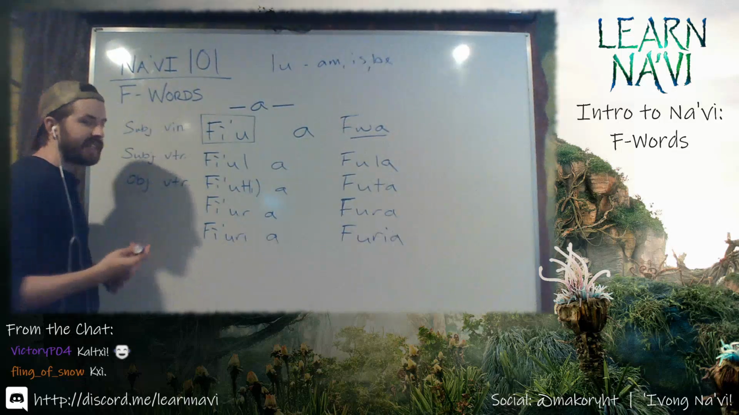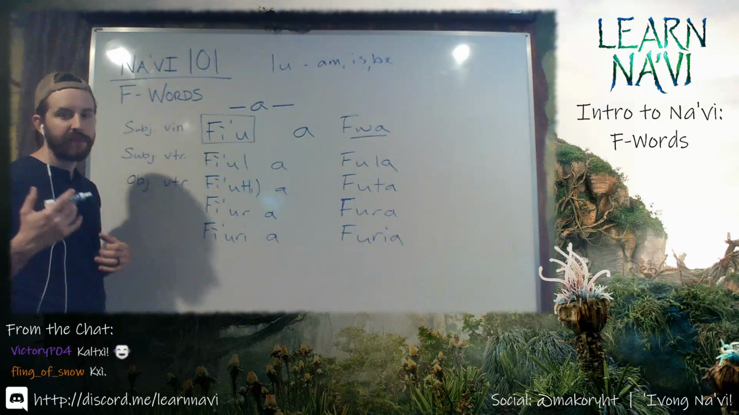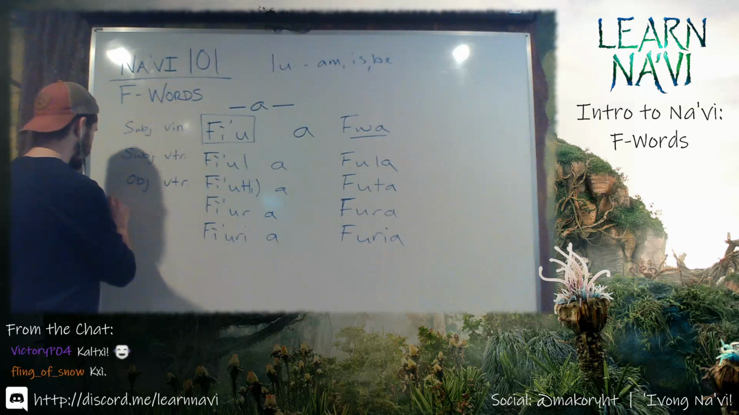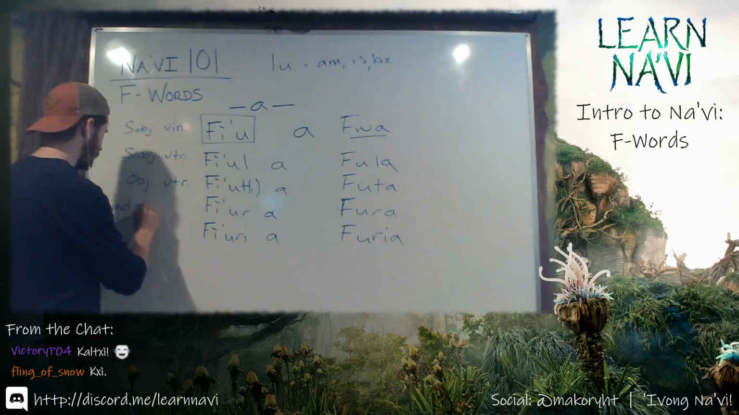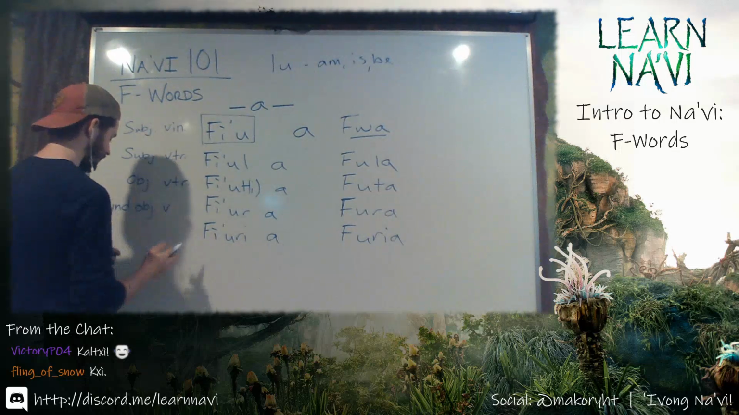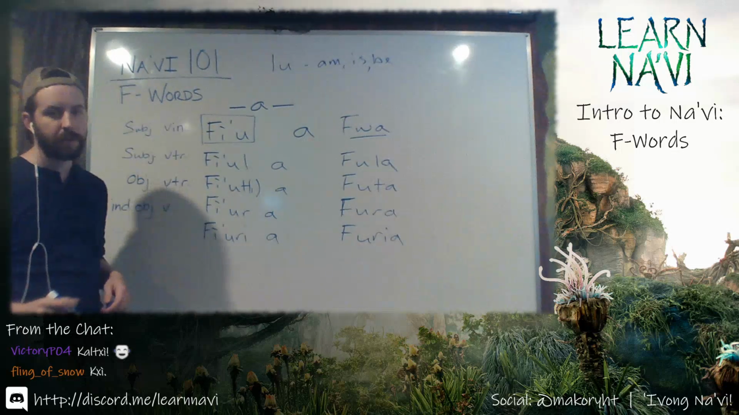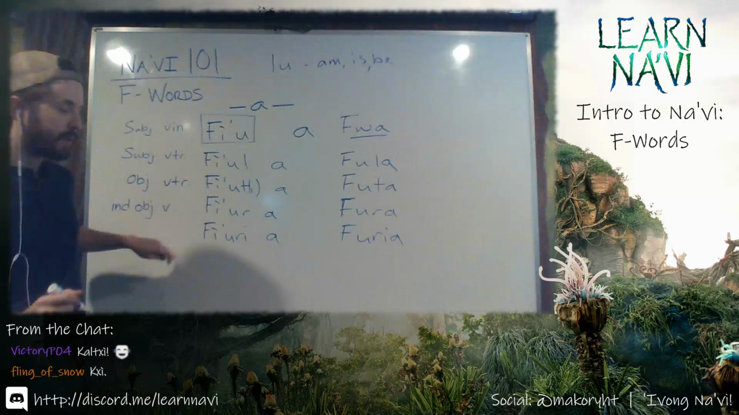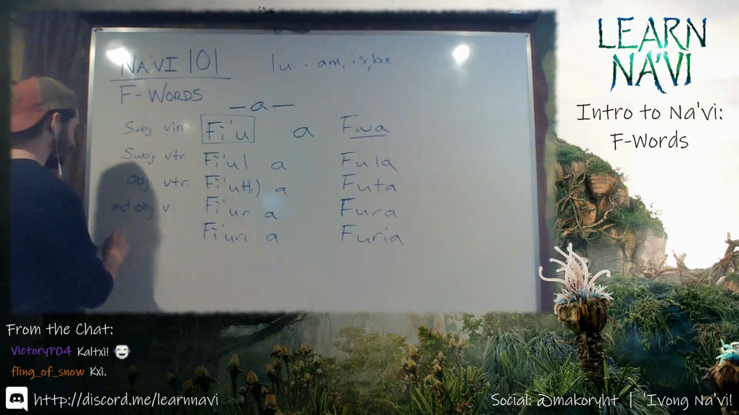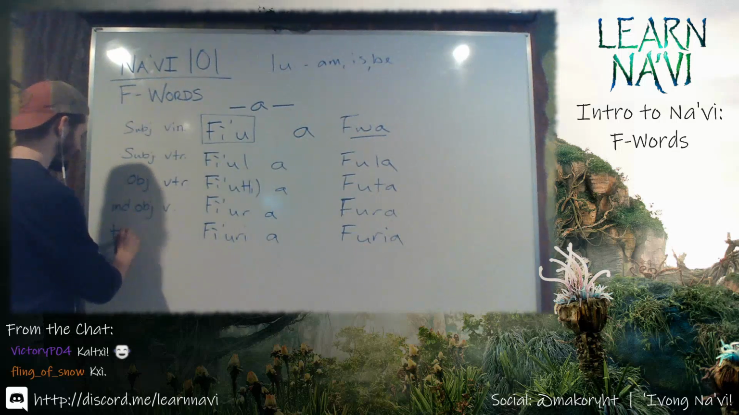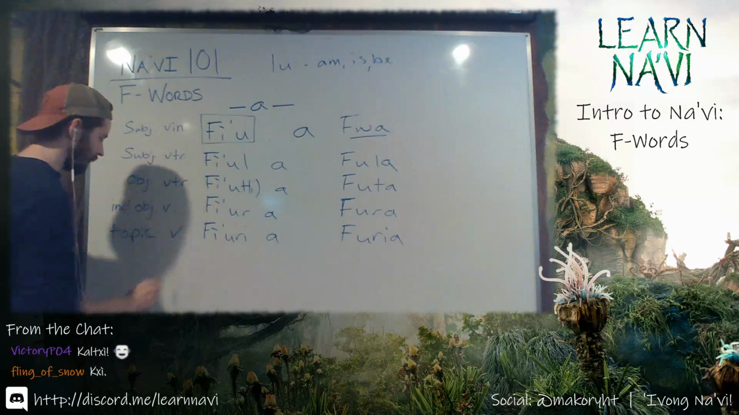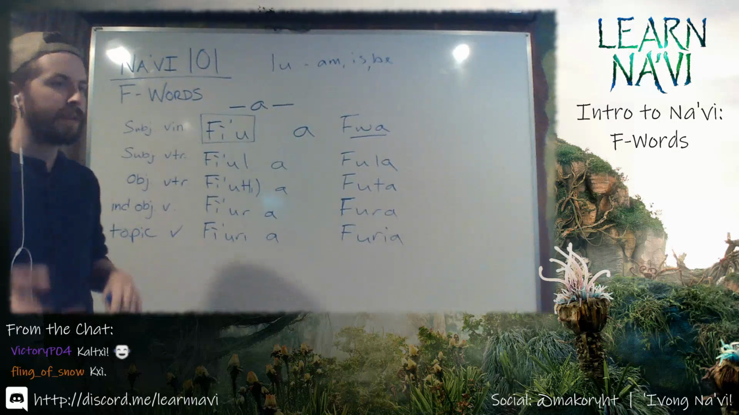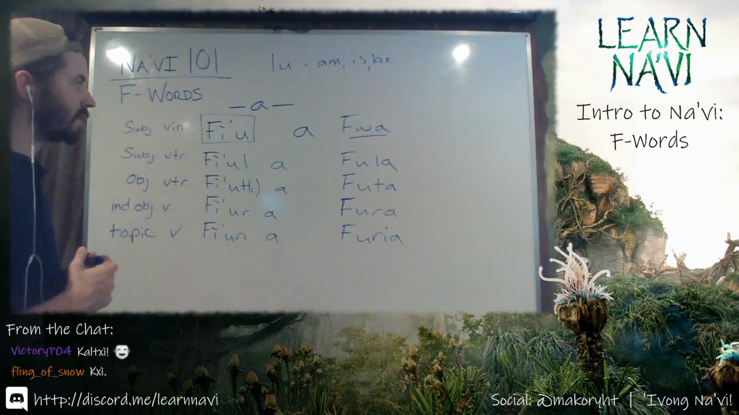Fi'ur'a or fura, you're going to see that as the recipient or indirect object of a transitive or intransitive verb. So this can be both. I'm just going to write V for verb because it's both. Okay? And fi'uri'a or furia, you're going to see that as the topic of a transitive or intransitive verb. Topic of verb. Okay? Understanding where you're going to see these in a sentence is also going to help you understand where to use them in a sentence.